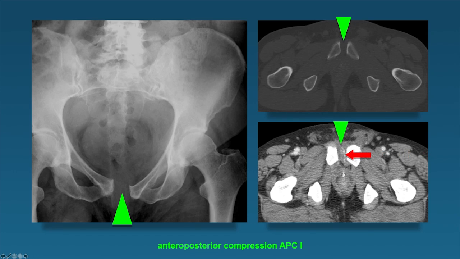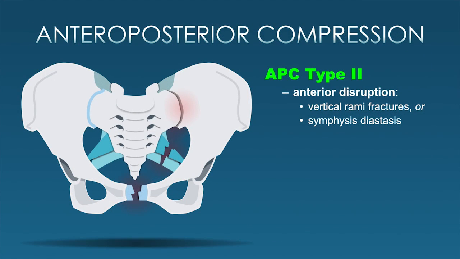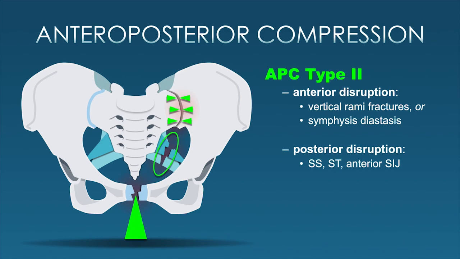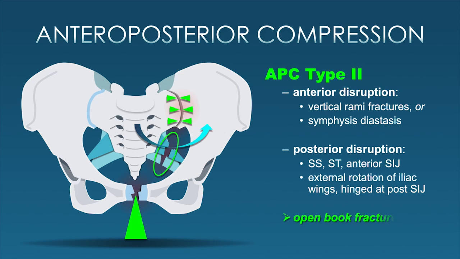The type 2 injury, again, we can have symphysis disruption, or we may have vertical fractures through the rami if it's a slightly off midline force. Now, we're going to go through the pelvic floor ligaments involving the sacrospinous and sacrotuberous ligaments, and then open up the anterior SI joint as well to create pelvic instability and cause external rotation of this hemipelvis. This is what we typically refer to as the open book fracture. It can be just one side, it can be bilateral as well.